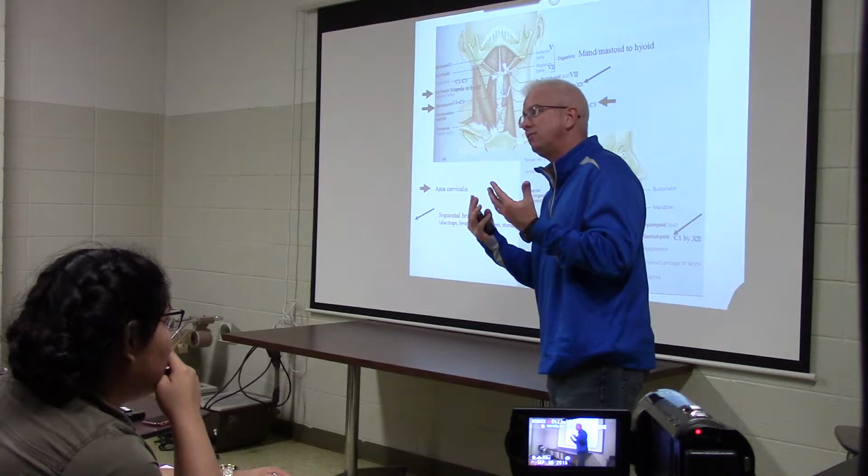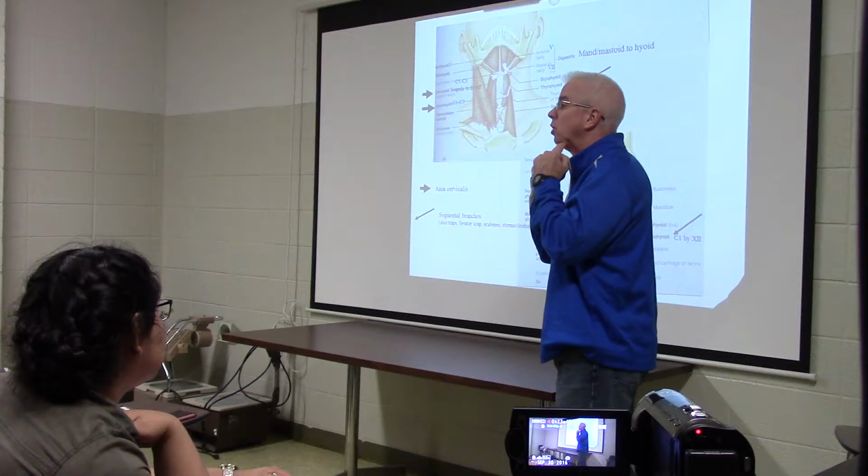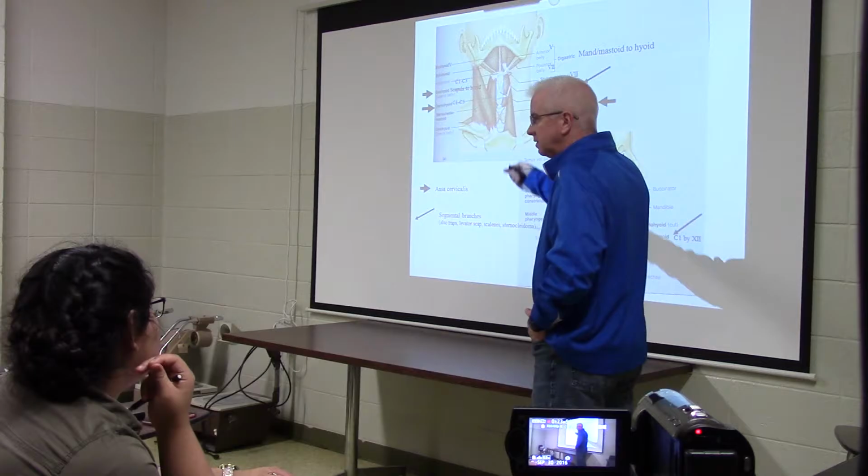It has its attachments here to the mandible. That's what the mylo portion of the name is. Just on the inside of the mandible, on either side of the symphysis. So it has attachments to the mandible and to the hyoid. That's its name, mylohyoid, from the mandible to the hyoid bone. And it gets innervated by cranial nerve 5.